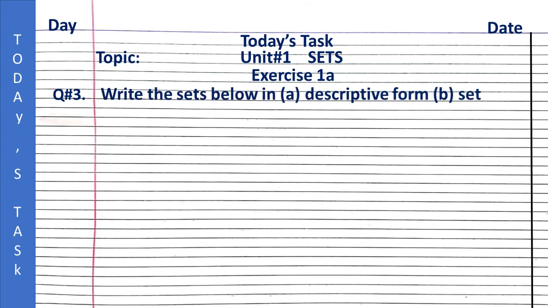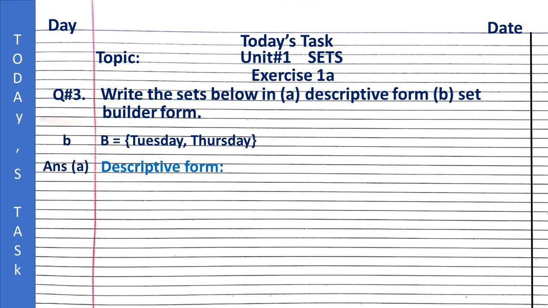Write the sets below in descriptive form and set builder form. Let's start part B of question number 3. Set B is equal to {Tuesday, Thursday}. So dear students, first of all, write the answer in descriptive form. I know you know very well that in descriptive form the set is described by a statement. So dear students, Tuesday and Thursday are names of days of the week. So the answer is: set B is equal to names of days of the week starting with letter T.